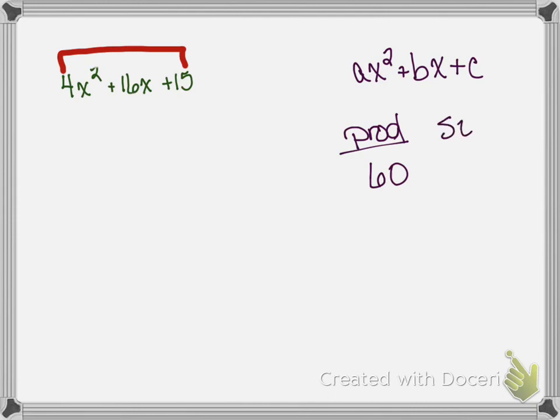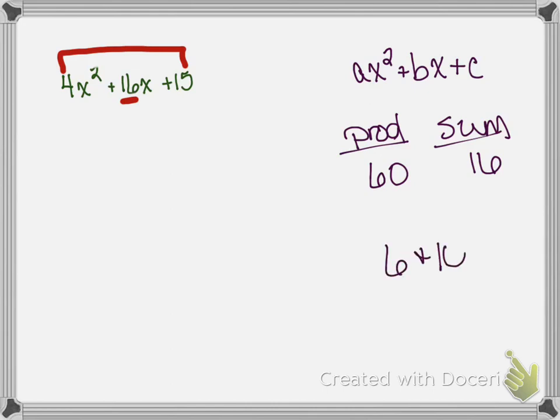My sum is still my B value. What's my B value? 16. Okay, so I am still looking for two numbers multiplied together give me 60 and added together give me 16. 6 and 10. So my numbers are 6 and 10.